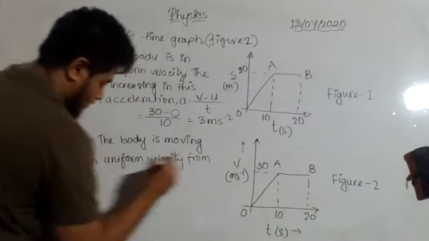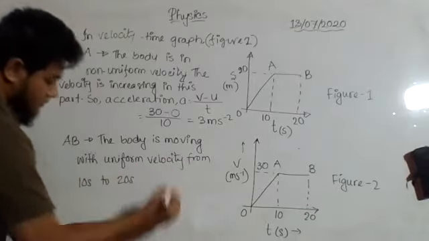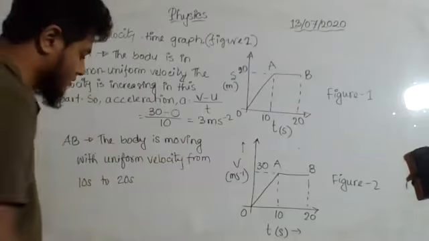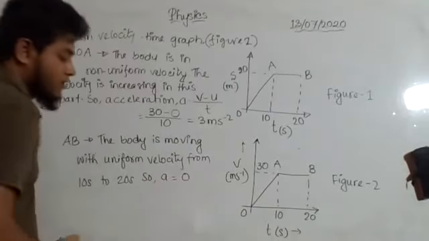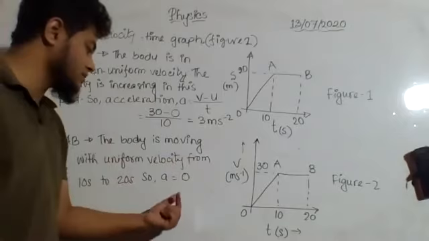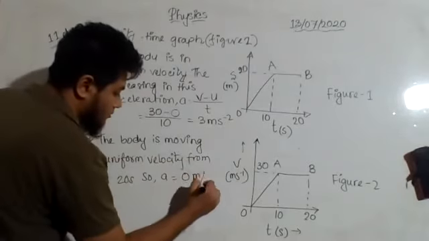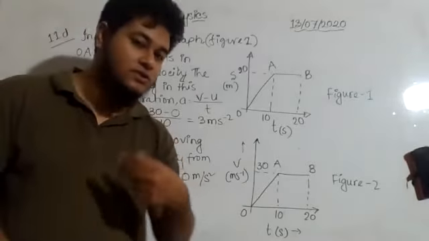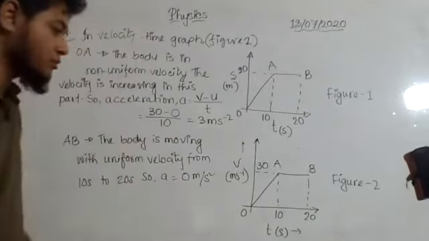From 10 seconds to 20 seconds. Okay. And for this part, the acceleration will be 0. Whenever the body is moving with uniform velocity, the acceleration is 0, right? 0 meter per second square, because velocity is not changing. Acceleration is the rate of change of velocity. If the velocity is not changing, then there is no rate of change. So acceleration will be 0.